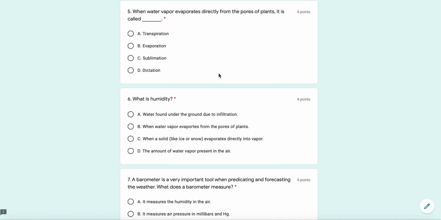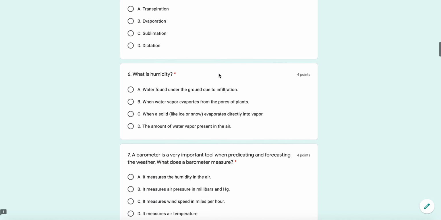Number 5, when water vapor evaporates directly from the pores of plants, it is called A, transpiration, B, evaporation, C, sublimation, D, dictation.